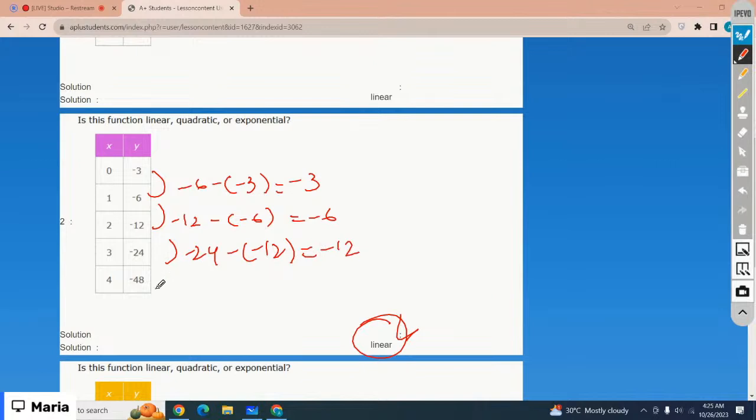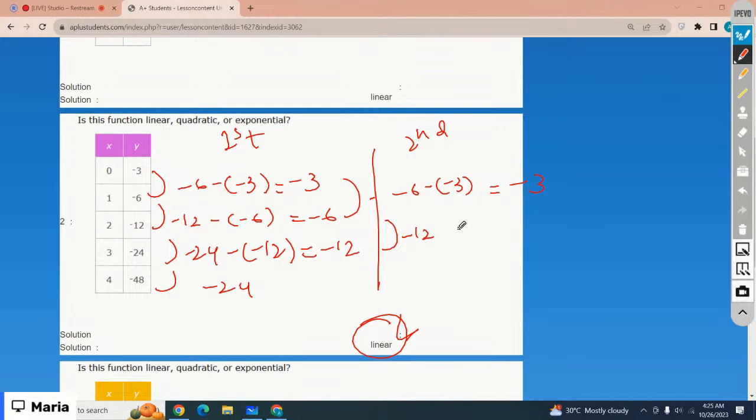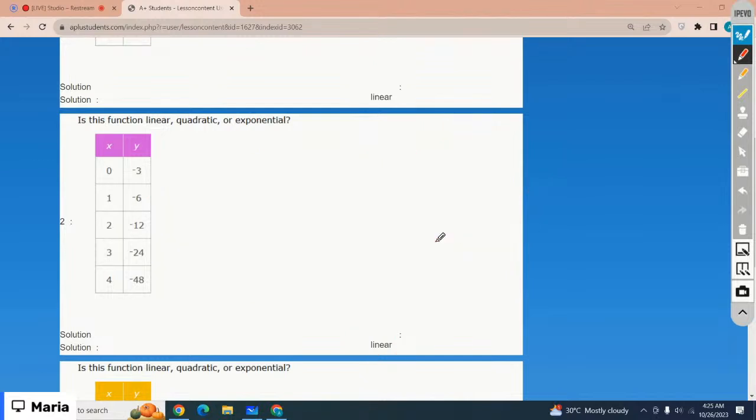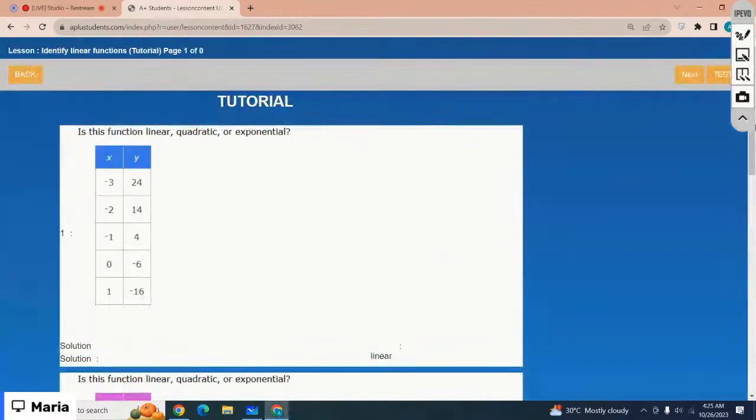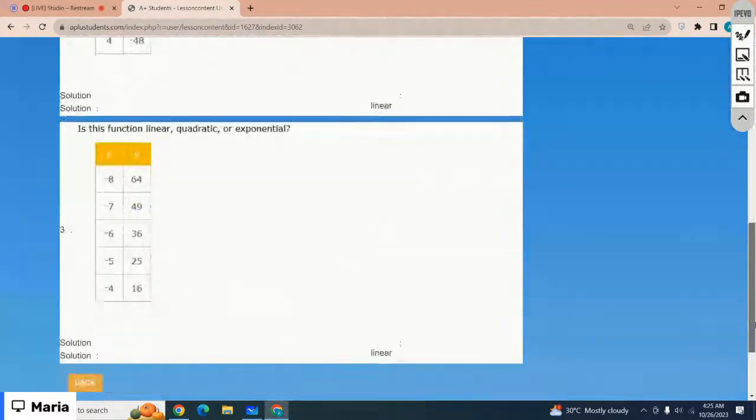Here you have negative 12, and here you have negative 24. Okay, then these are the first differences. Now I'm going to calculate the second ones. Negative 6 minus 3, that would be negative 3. Now negative 12 minus negative 6. Second differences are also not the same. This is not the linear function, nor the quadratic function, right? Okay, just look at the next one.